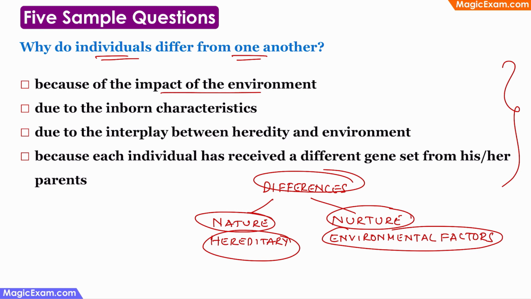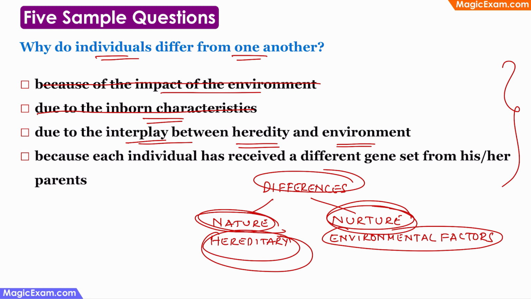So this is talking only about nurture. So this is half correct. Due to inborn characteristics, this is talking only about nature or heredity, right? So this is also half correct. Due to the interplay between heredity and environment, so this is talking both about nature and nurture, right? So this is the best answer because it is talking about both the aspects.